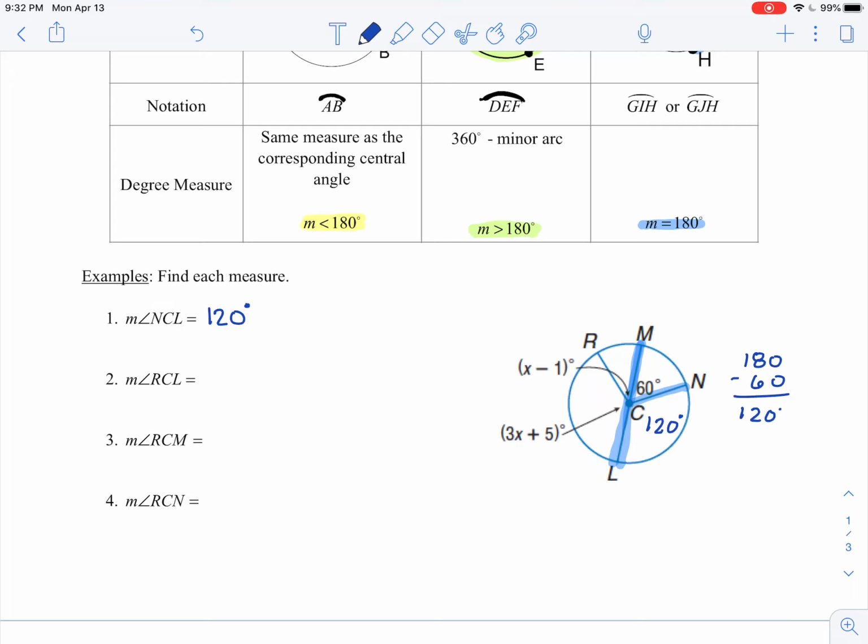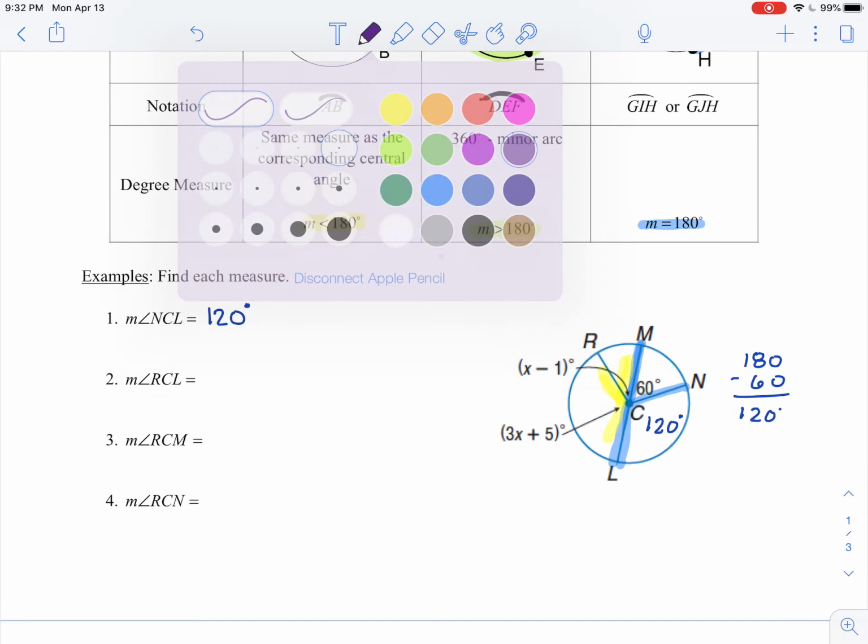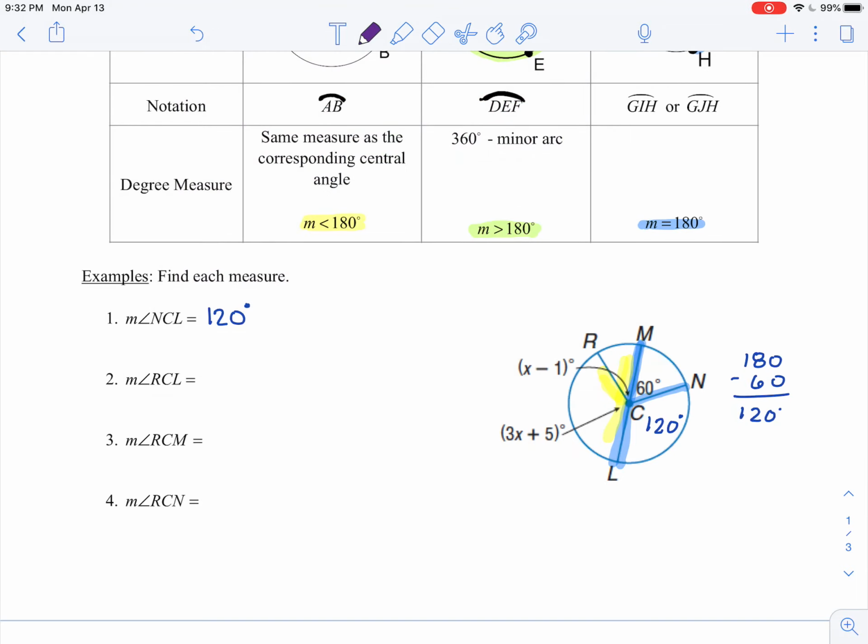In order to figure out the other angles that are asked for, we're going to have to solve for x. When I look at the left half of this circle, on the left semicircle, I have 2 angles here, each labeled with algebraic expressions. Those 2 angles also form a linear pair, and therefore we can add them together, set them equal to 180. So if I write x minus 1 plus 3x plus 5 equals 180, I can solve for x.